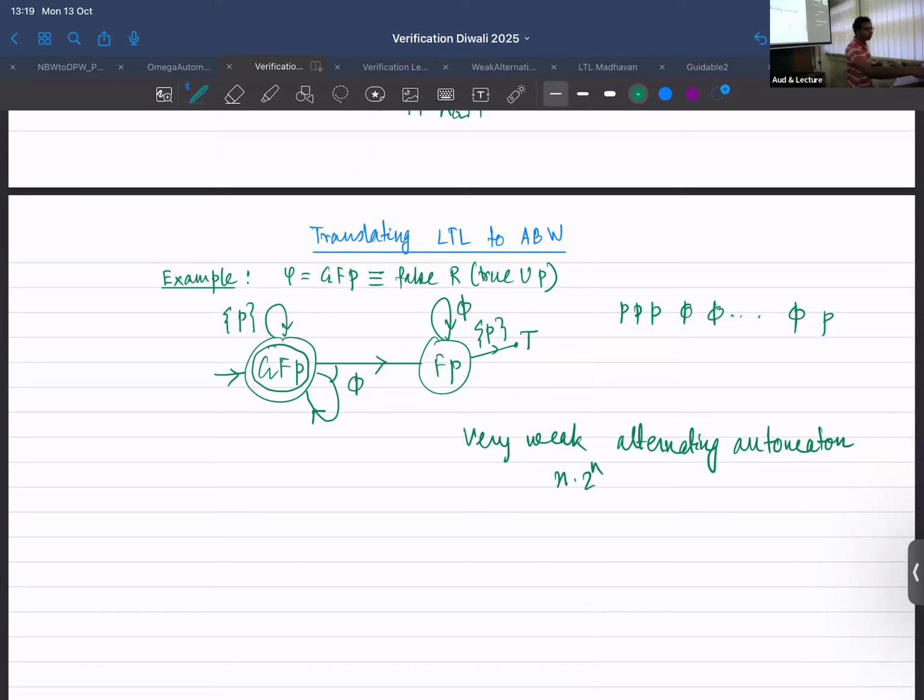Okay, so let's end here. I took a bit more time today. We'll go over this a bit more slowly in the next class, and then we'll start with the LTL to GNBW translation, which is, I would say, the more standard way of doing the translation to generalized Büchi word automata, and do that in the next lecture.